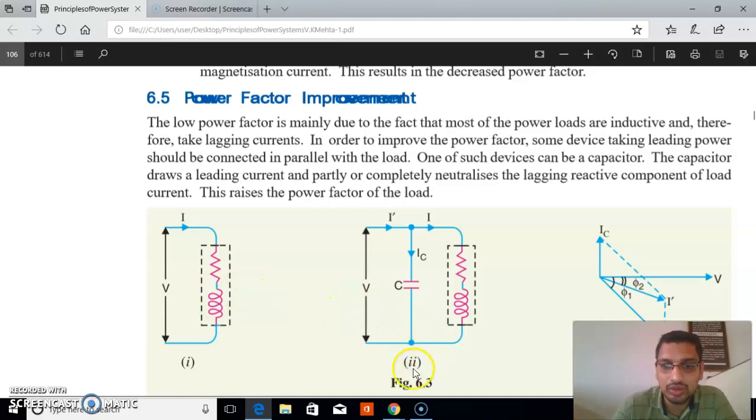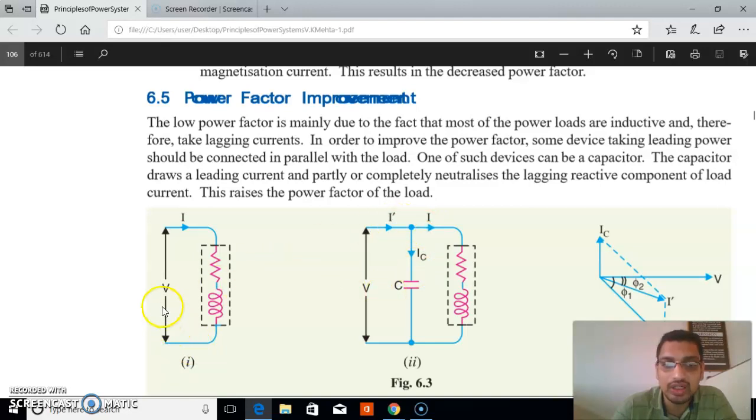In figure 2, we connected a capacitor across this load. In this case, V is the circuit voltage and I dash is the circuit current. In the previous one, I was the circuit current; here I dash is the circuit current. The difference is that in the second figure we connect a capacitor, which draws a current IC, and the load also draws a current I. So I dash equals IC plus I. That is the difference between figure 1 and figure 2.